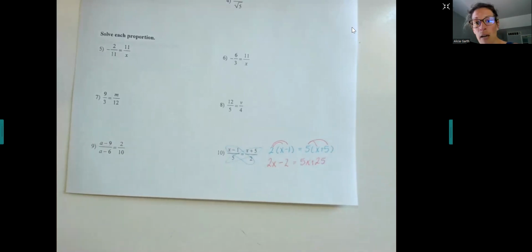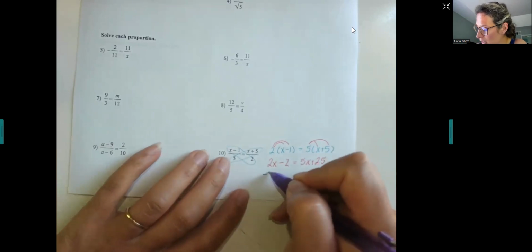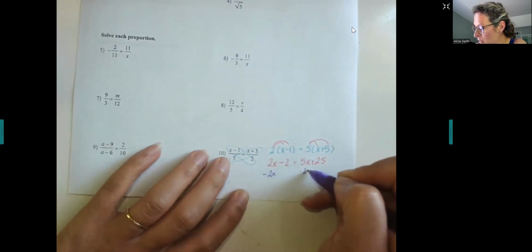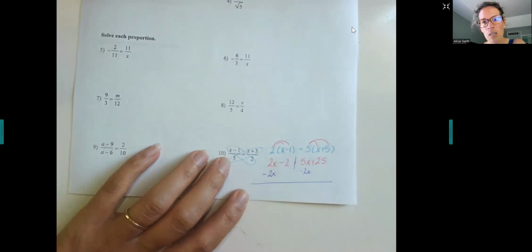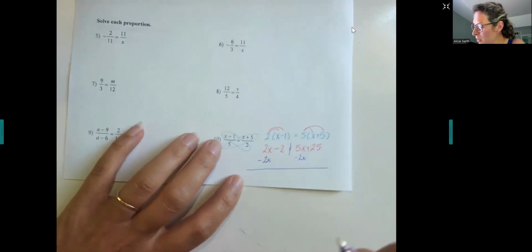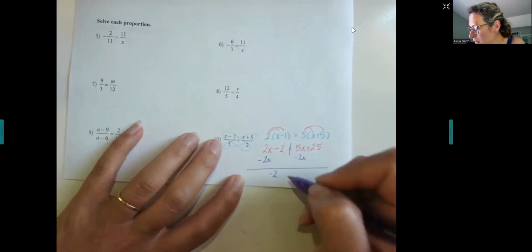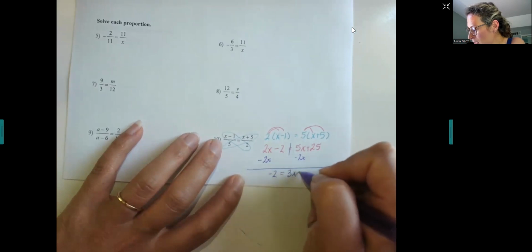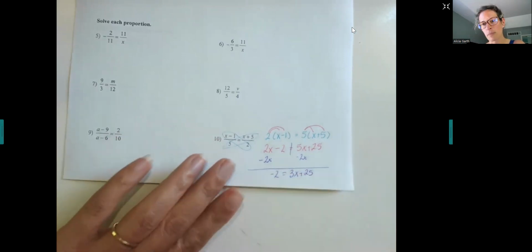Now that we have blue, we are going to move on. We are first going to get all of our variables on one side of the equation. I prefer positive variables. So that means I'm going to subtract my smaller number from both sides of the equation. Make sure that you put your line there so you know that you're putting it on both sides of the equation. So that I have negative 2 is equal to 3x plus 25.